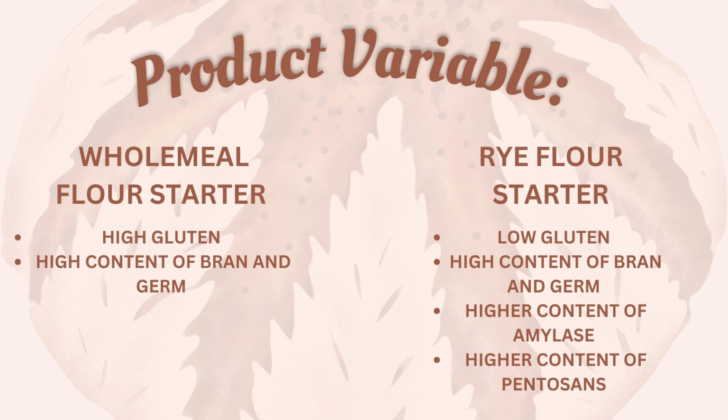For my product variable, I'll be doing two different starter cultures, one made with wholemeal flour and one made with rye flour. The wholemeal flour has high gluten and a high content of bran and germ, which is nutrient for the ferment. And the rye flour is low gluten, with a high content of bran and germ, a higher content of amylase, which can result in a quicker ferment, and a higher content of pentosans, which is a sugar that can stimulate the growth of lactic acid bacteria and result in a more sour loaf.